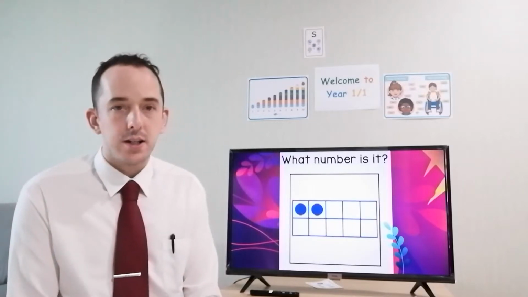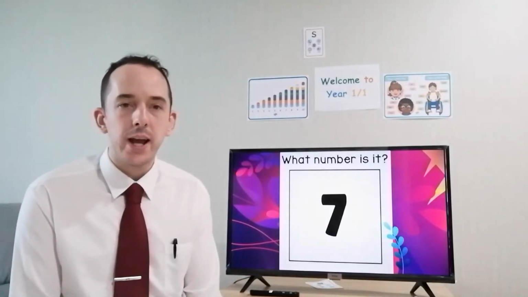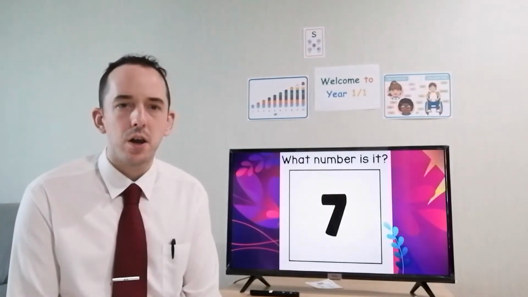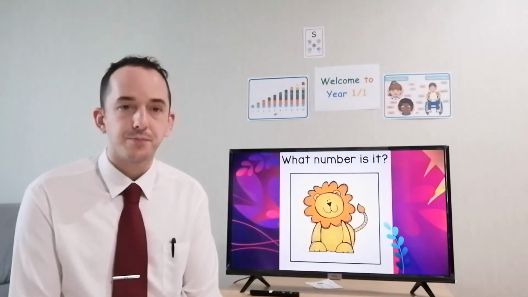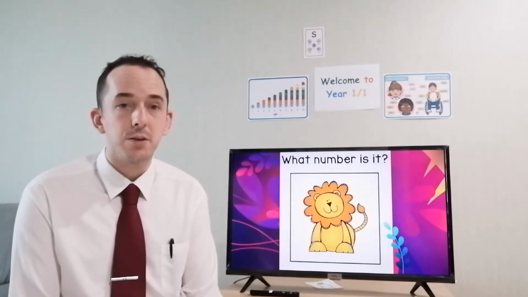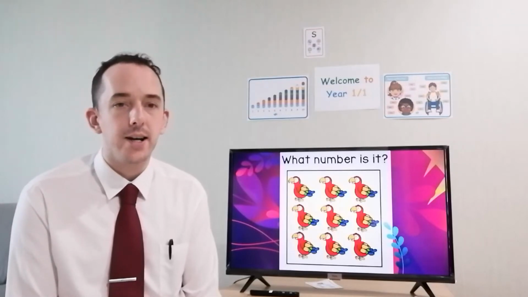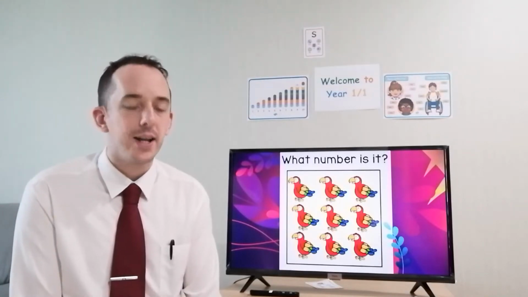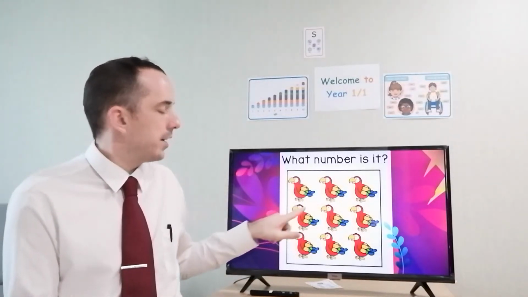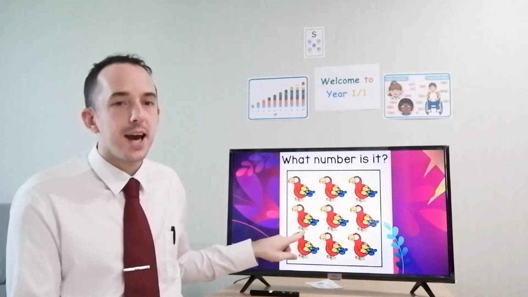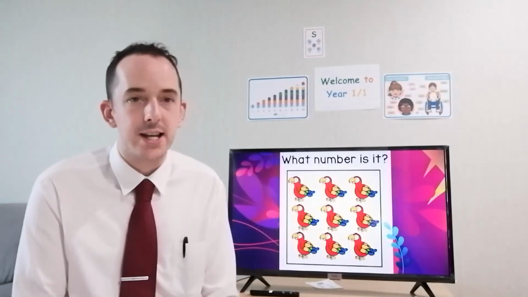What number is it? 1, 2. I see 2. Our number names. Can you remember what is this number? Number 7. Very good. The number 7. Again, how many do you see? We count 1. I see 1 happy lion. What a big number. How many parrots do you see? Can you count? 1, 2, 3, 4, 5, 6, 7, 8, 9. I see 9 parrots. Good counting skills again.